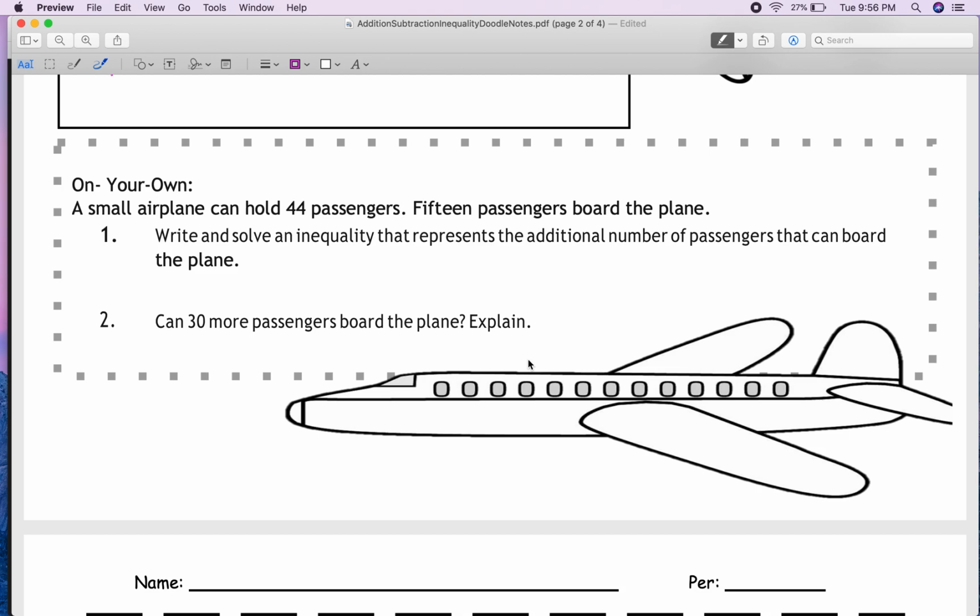Last 2 problems, finish those on your own, and again, you can check those on the next Ed puzzle question quizzes.